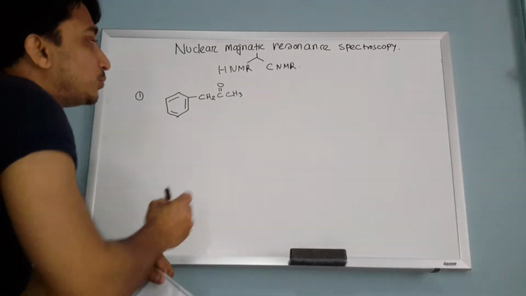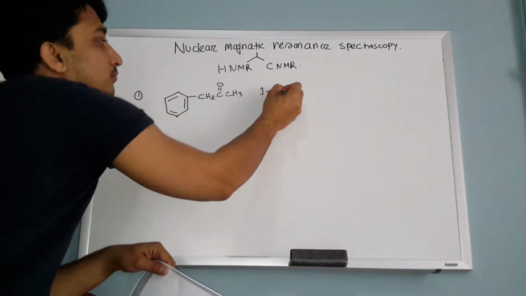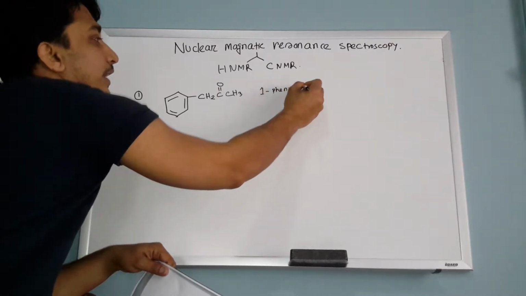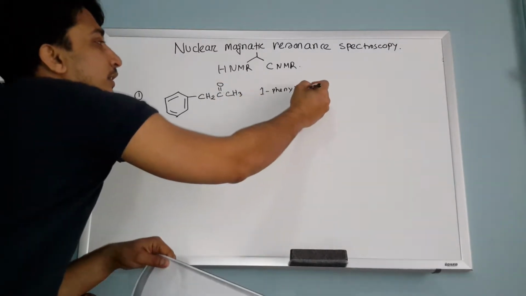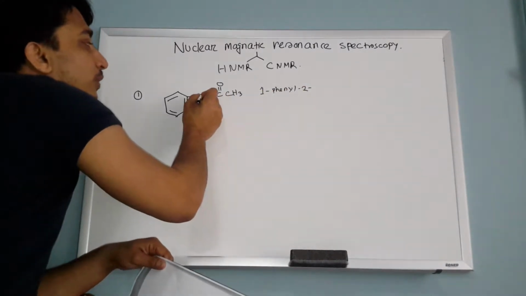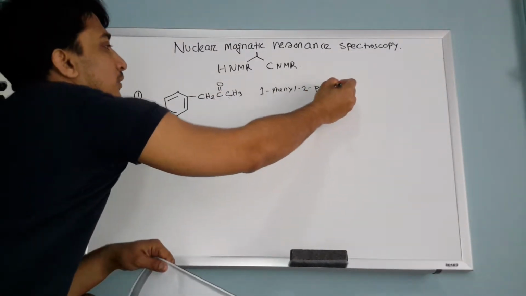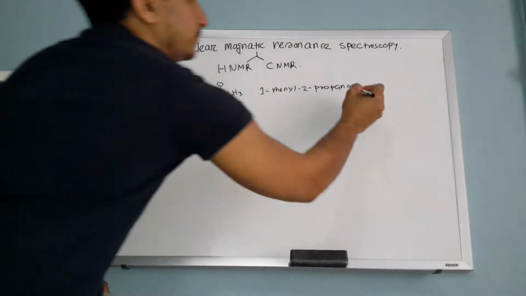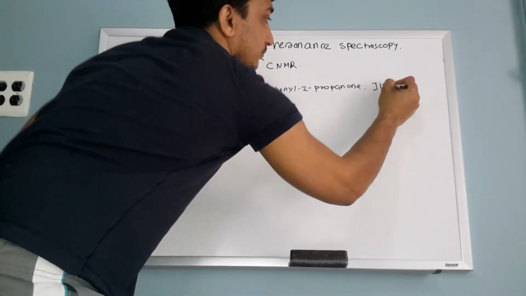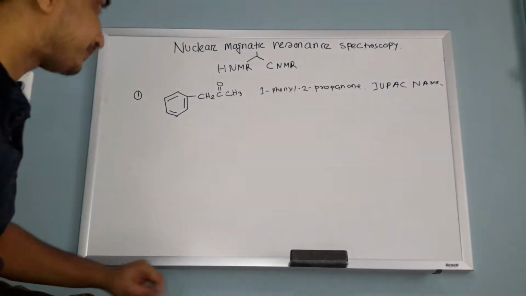So what is the name of this one? At that number 1 carbon, you have a phenyl. And at the second position, you have a ketone. So what's the name of this one? 1-phenyl-2-propanone. This is the IUPAC name.